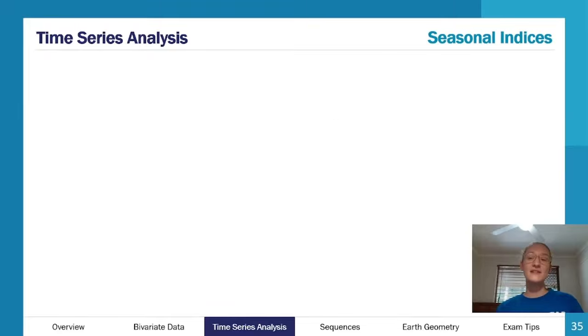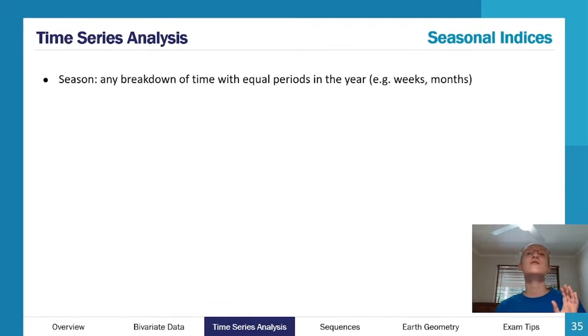So awesome, that's our time series analysis, which brings us to seasonal indices. So first thing I want to clarify is, what is a season? Well, summer, autumn, winter, spring might be our first thought, and that's totally an okay thing to jump to. That's definitely where my brain goes as well. And they are seasons, but they're not the only things that are seasons. Seasons are any breakdown of time with equal periods in the year. So a season could be days, weeks, months, or quarters, which is what we understand seasons to be for the most part.